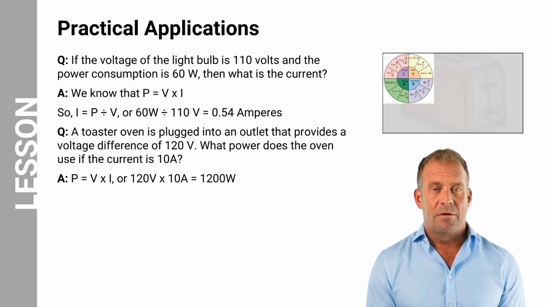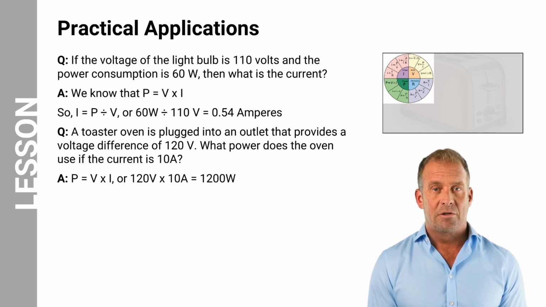Some of these practical applications will help you understand how to calculate values in electrical circuits. For instance, if we have a light bulb with a voltage of 110 volts and a power consumption of 60 watts, we can determine the current using the formula P equals V times I. By rearranging the formula to solve for current, we find that the current is 0.54 amperes.